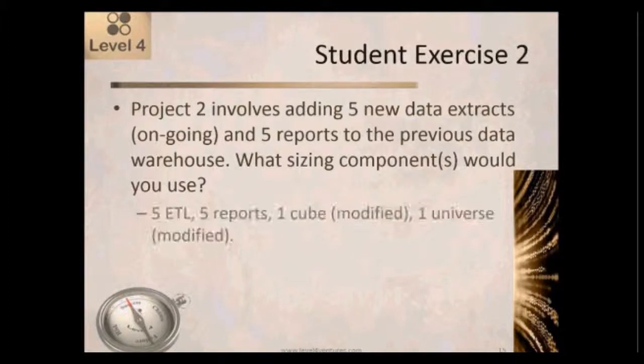Mm-hmm. So what we probably have is the 5 ETLs for the 5 new data extracts. We'd have the 5 reports. We probably would need to modify that cube and probably need to modify the universe, because once we've added some ETLs, it's going to change the available data fields, which is going to change the universe and also change the cube. Everybody kind of follow that logic?